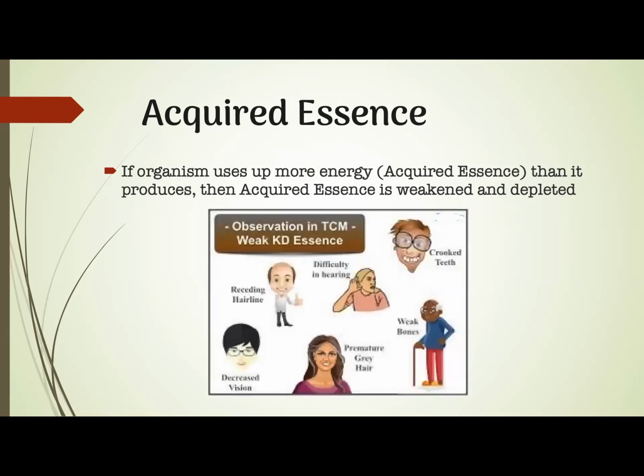If the organism uses up more energy, acquired essence, than it produces, then acquired essence is weakened and depleted. So we have here observation in TCM about weak kidney essence. So symptoms are receding hairline. So medyo bata pa siya pero bald na siya. At decreased vision o nakasalamin na bata pa lang. And then difficulty in hearing, premature gray hair, crooked teeth, and weak bones.